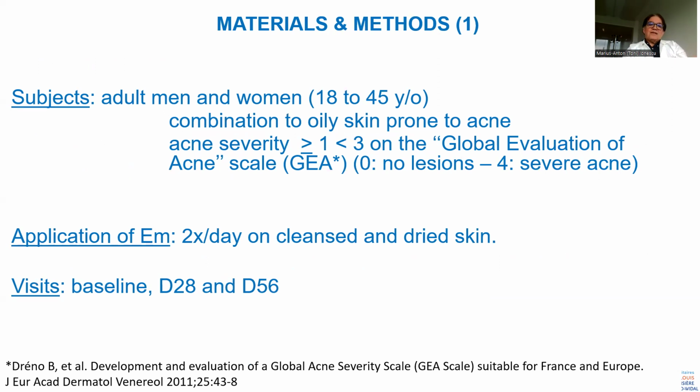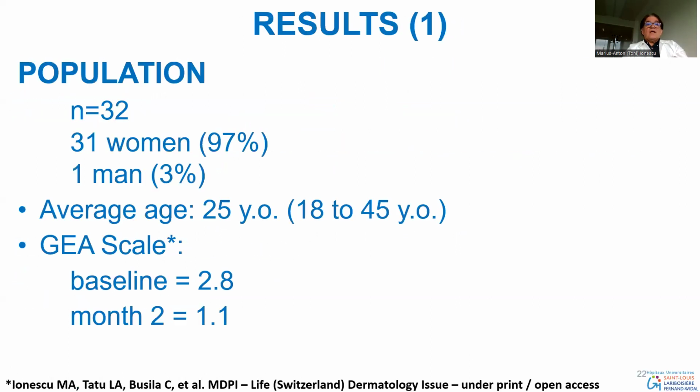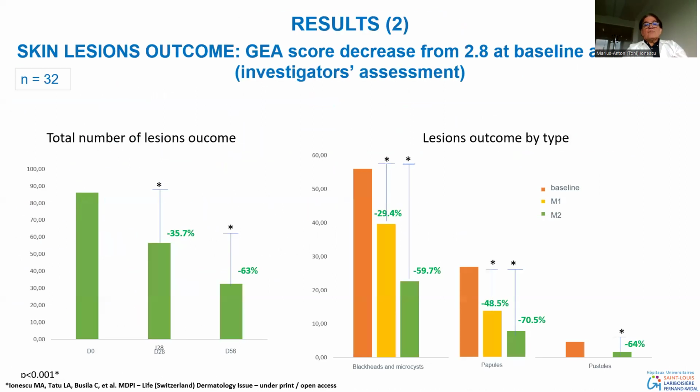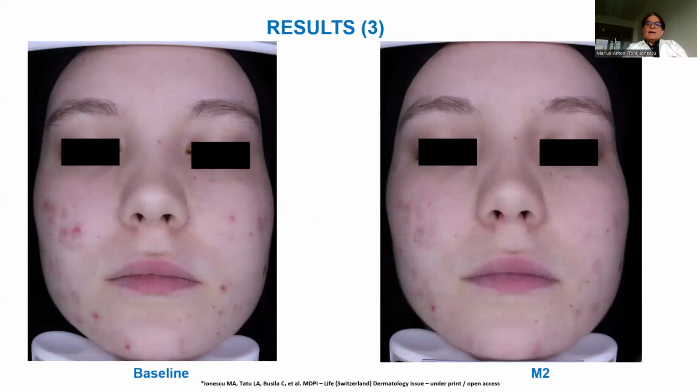Emulsion was applied twice per day, and the visits were made at baseline, at 1 month and 2 months. Skin swabs for microbiome analysis were made in the same patients at the beginning and at the end of the clinical trial. We included adult patients with acne, where the gravity score of acne decreased, the GA score, and you can see here the significant decrease of the total number of lesions, and by type of lesion, all of them were significantly decreased.